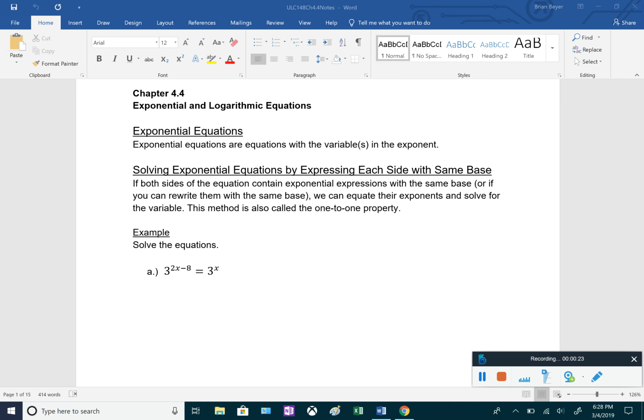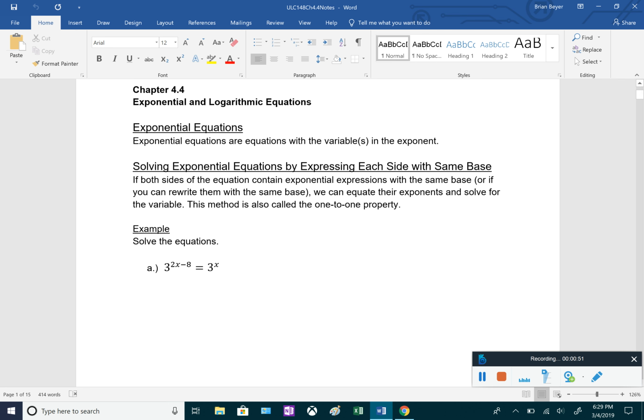The first way that we're going to try to solve these is by expressing each side of the equation with the same base. If both sides of the equation contain exponential expressions that have the same base, or if we can rewrite them so that they do have the same base, all we have to do is equate their exponents and solve for the variable. This method is called the one-to-one property.